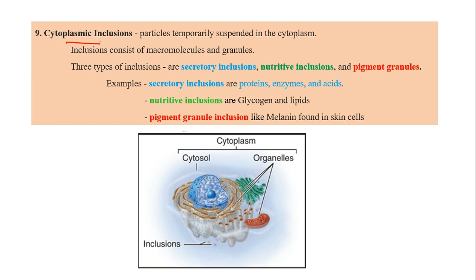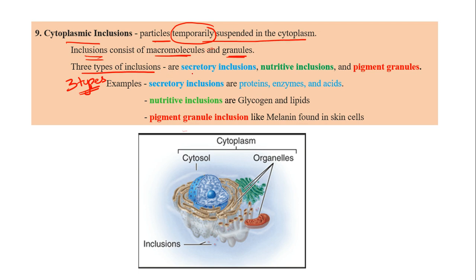And then what are the cytoplasmic inclusions here? Cytoplasmic inclusions are particles which are suspended in the cytoplasm, but they are present only temporarily. They are not found always; they are found only temporarily in the cytoplasm. So inclusions consist of macromolecules as well as granules. And you can classify these inclusions into three types.